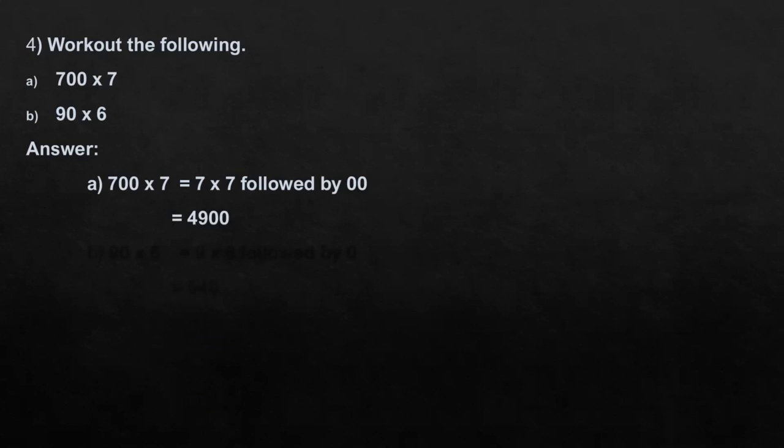Now the same pattern we are going to apply on the B part, 90 multiplied by 6. So 90 multiplied by 6: 9 multiplied by 6 followed by how many zeros? 1 zero. Why? Because in 90 there exists only 1 zero. So what is 9 times 6? 9 times 6 is 54. 54 followed by 0 means 540. So this is a very simple question. You have already learned the concept, so it will be quite easy for you, right?